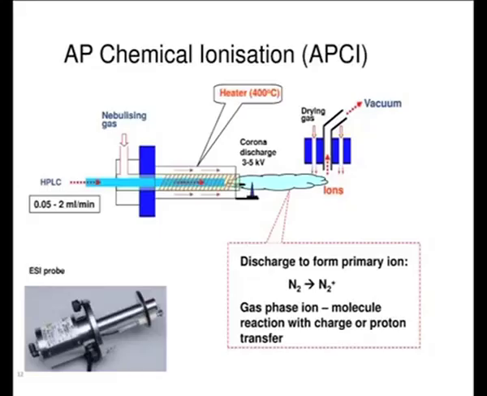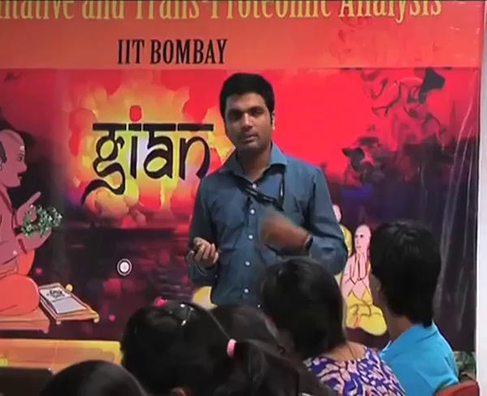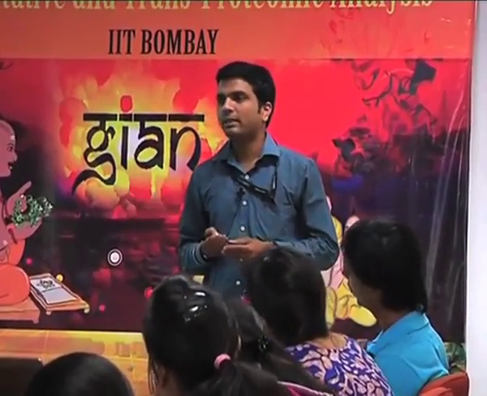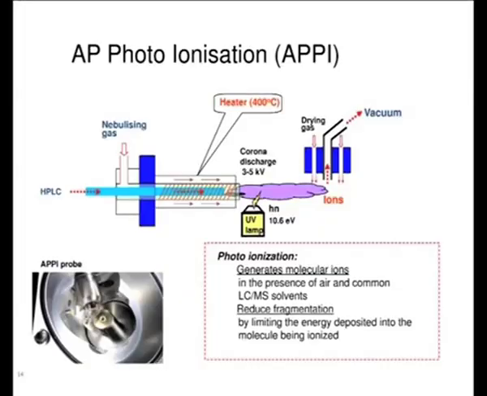Generally, this type of technique is used for the analysis of mid-polar compounds or compounds which are very difficult to ionize. The main difference from ESI is that the compound ionization takes place in liquid form, and in the case of APCI, the compound gets ionized in gaseous form. For example, steroids or vitamin D2, D3, this type of compounds, we can use this technique for ionization. Then APPI, atmospheric pressure photoionization technique.